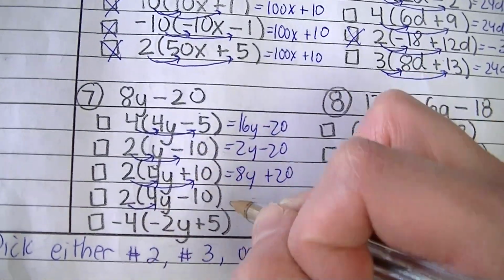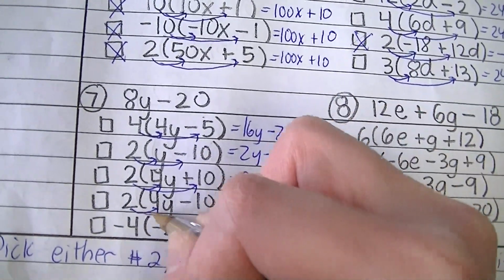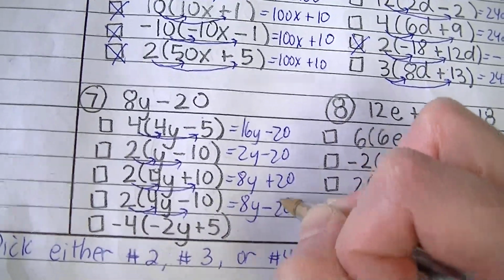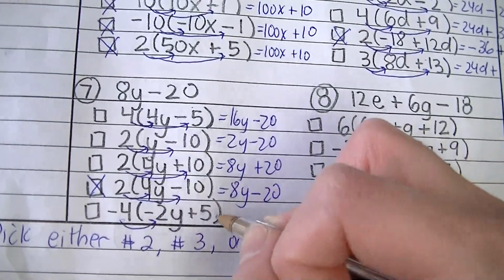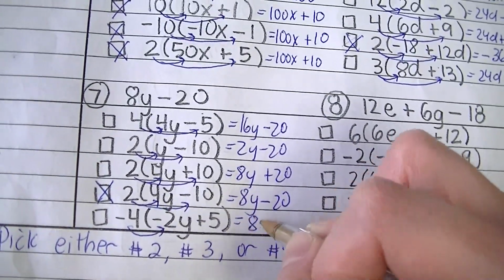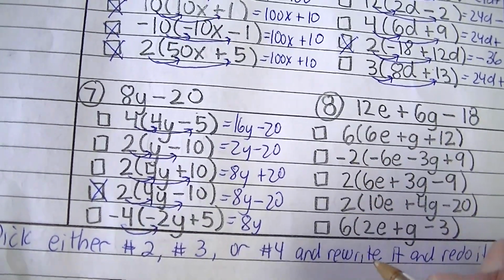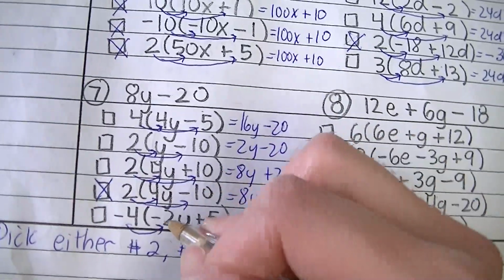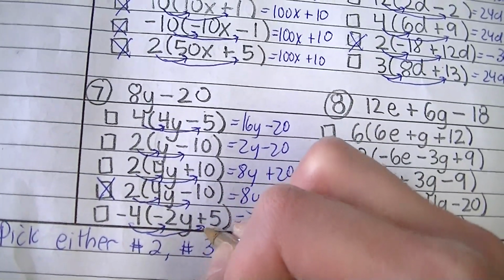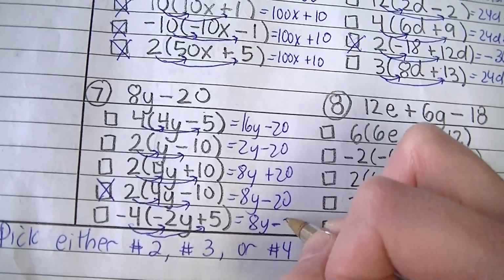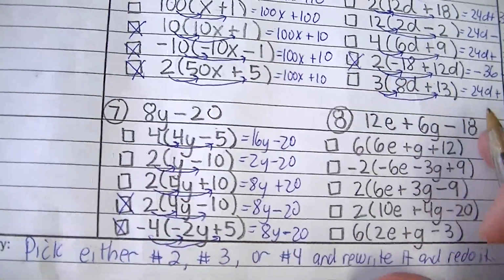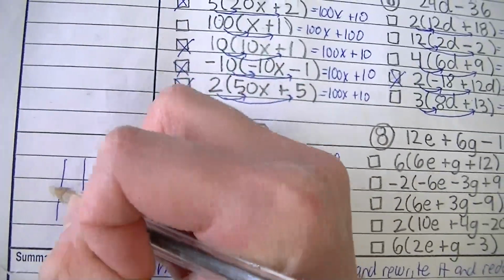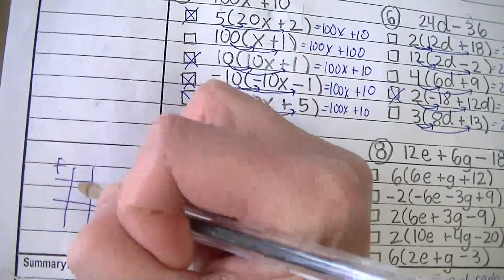So 2 times 4y is 8y. 2 times a negative 10 is a negative 20. That's a match. Okay. Negative 4 times a negative 2y is positive 8y because a negative times a negative is a positive. Do your tic-tac-toe thing if you forgot. Negative 4 times a positive 5 is a negative 20. And that's also a match. Okay? So in case you're like, what is she talking about, that tic-tac-toe thing?